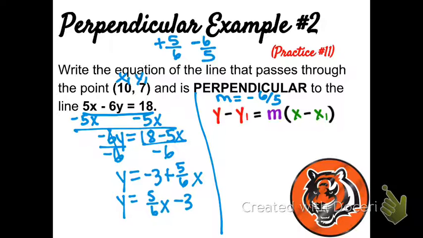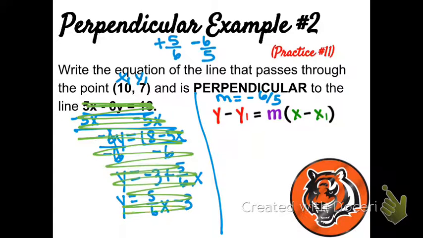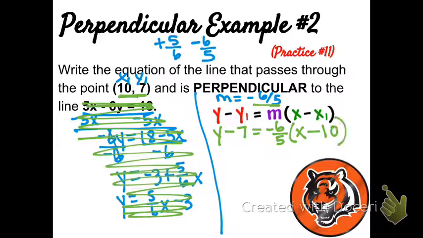Now, I don't need any of this information anymore. I don't need this equation or any of this work anymore. All I need is this point and this slope, and I can substitute it into this formula. So I have y minus y1, which is 7, equals negative 6/5 times x minus x1, which is 10.